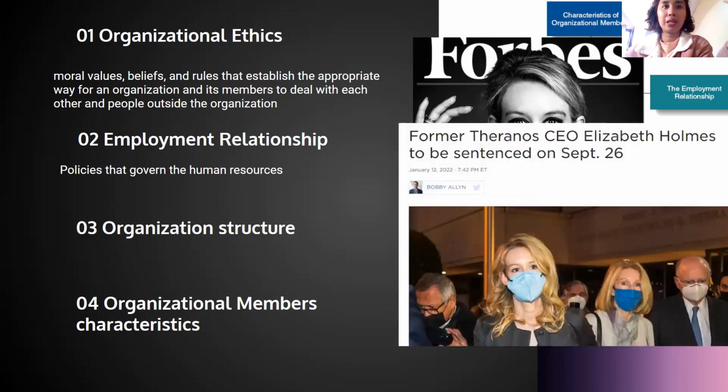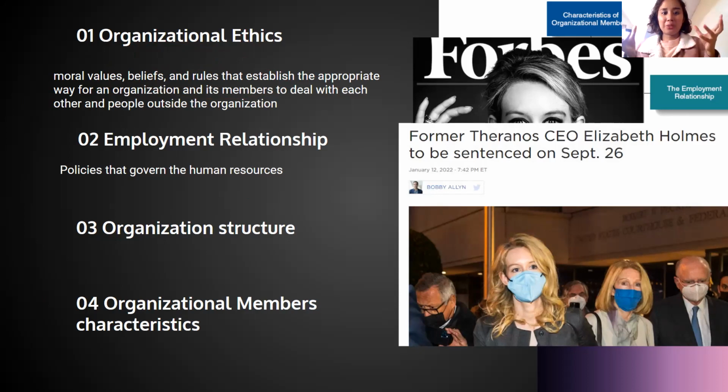So, from $1 billion company to negative, ewan ko na bankrupt na yung Theranos, pero ewan ko may value pa yung Theranos. So, the organizational ethics, and where will you base your technology? Is it based on a lie?